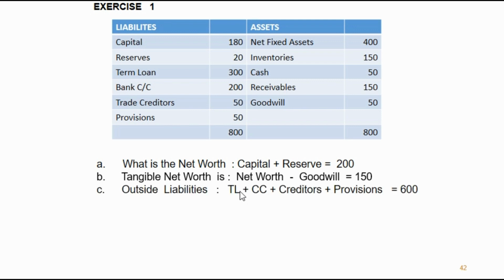Outside liabilities, term loan plus cash credit plus creditors plus provisions. 300, 200, 500, 600. 600 is the answer. So if you know the formulas, you can do the calculation orally as well. So net worth capital plus reserve 200. Tangible net worth is net worth minus goodwill 150. Outside liabilities is term loan plus cash credit plus creditors plus provisions.